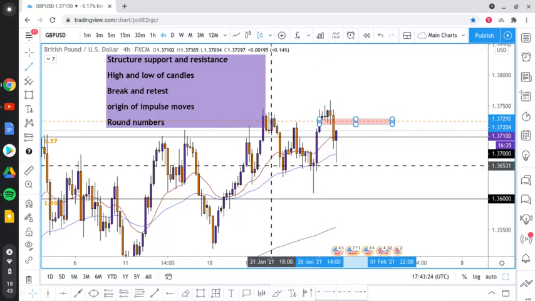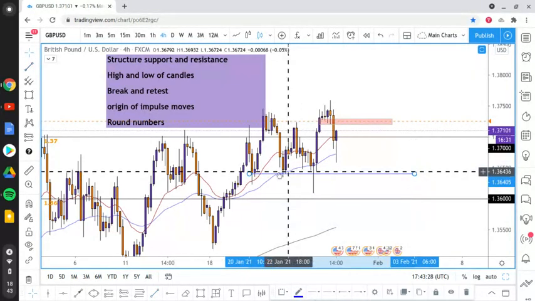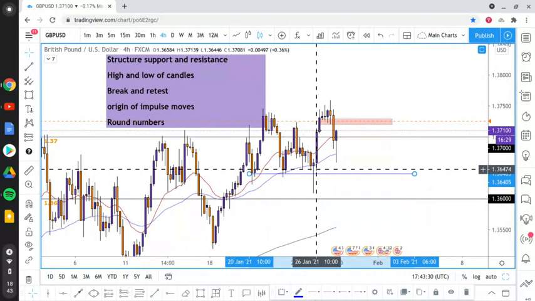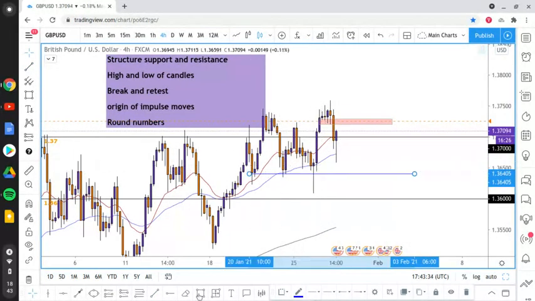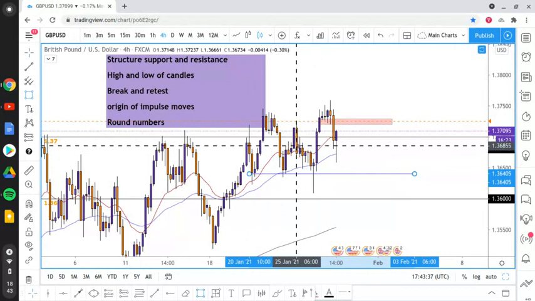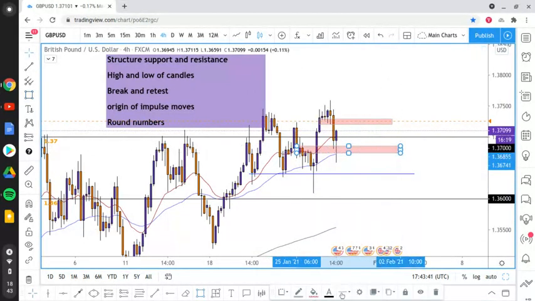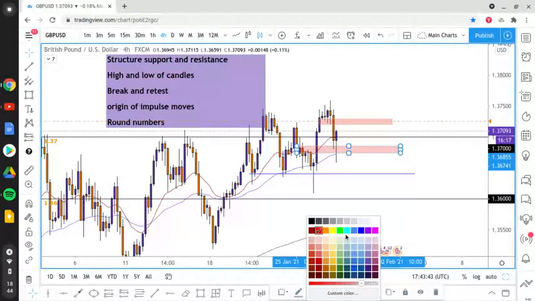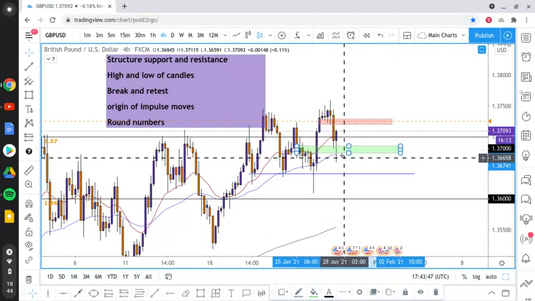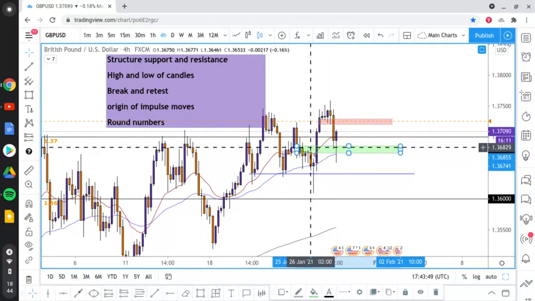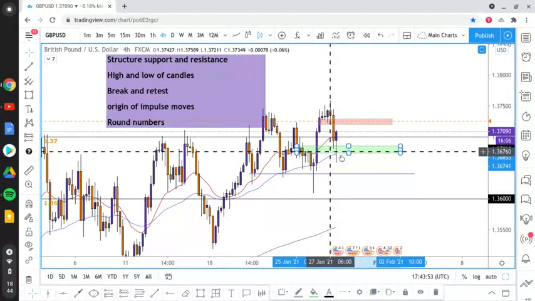Now, let's look at structure. We have this structure support that has been respected once, twice, three times. We have this area that has been reacted to now. This is basically the reaction happening now, but this is a bullish break and retest area. Resistance turned support, respected.